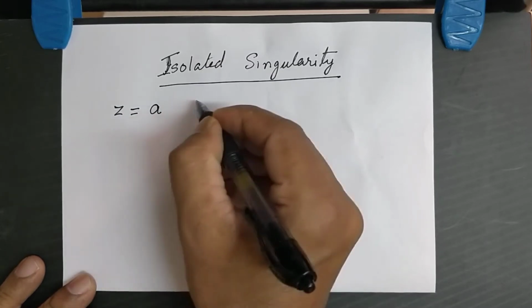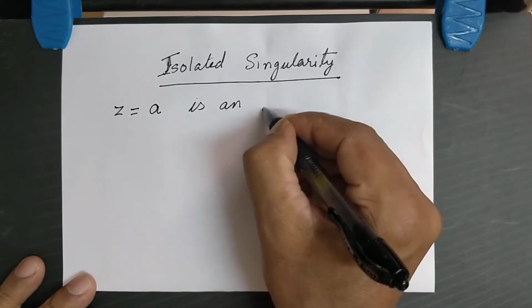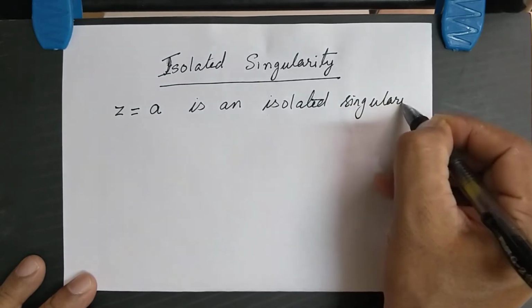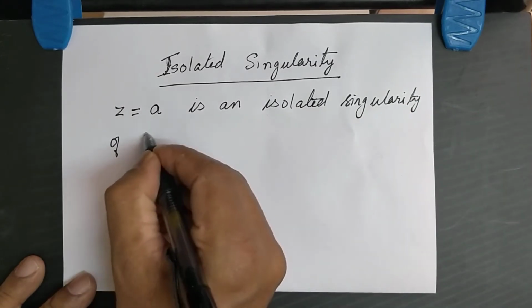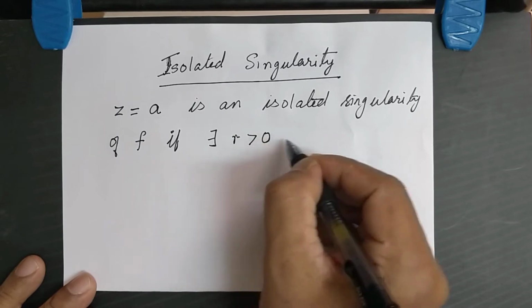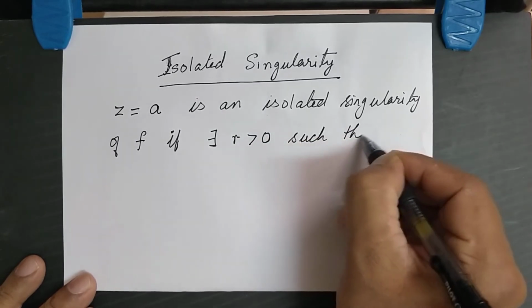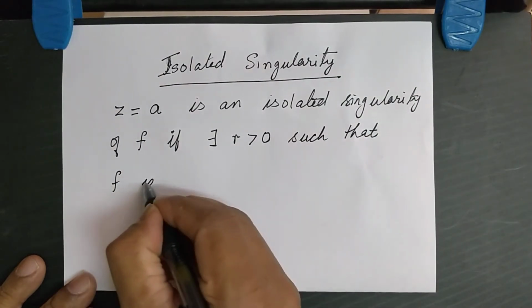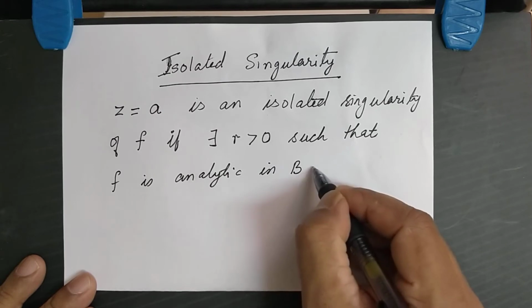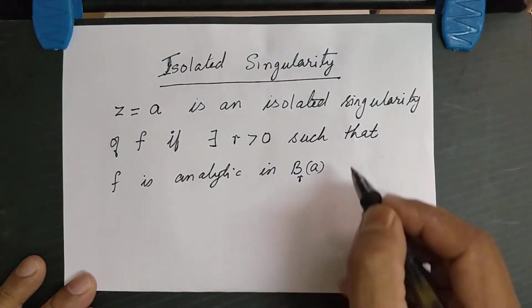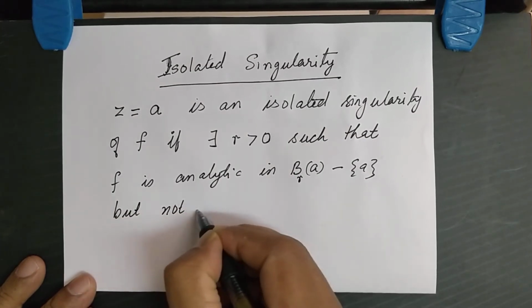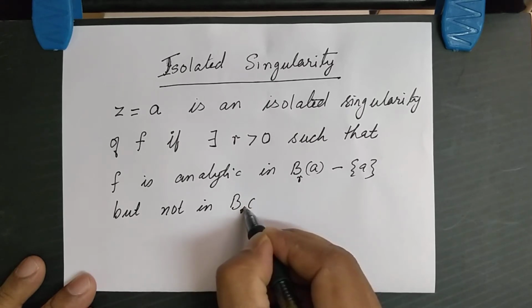Z equal to A is an isolated singularity of F if there exists R greater than 0 such that F is analytic in the ball with center A and radius R, less A itself, but not in the ball with center A and radius R.